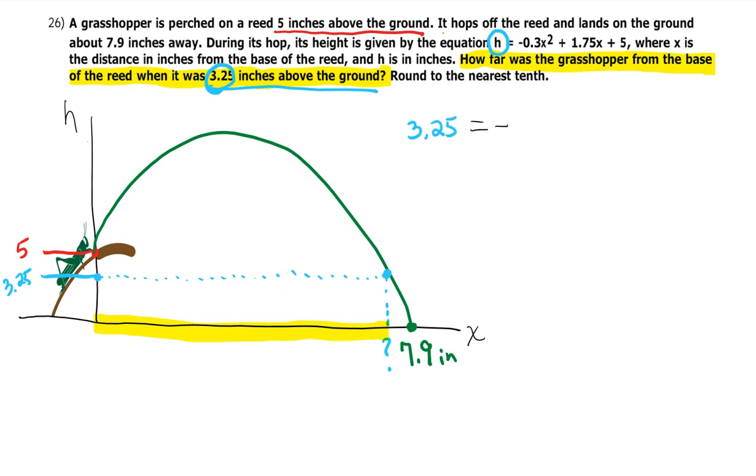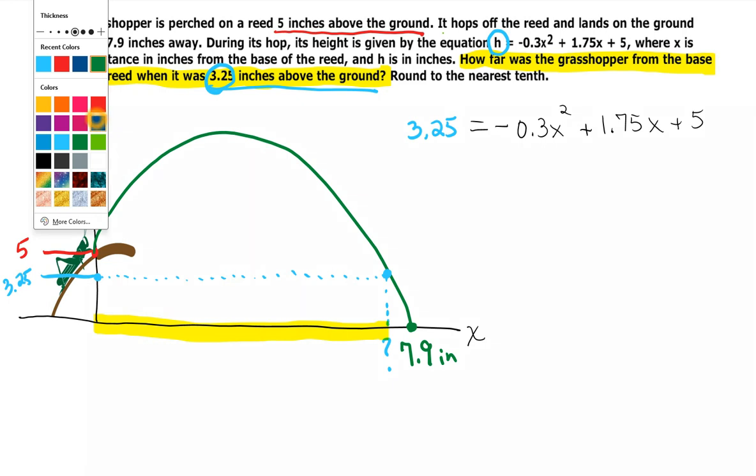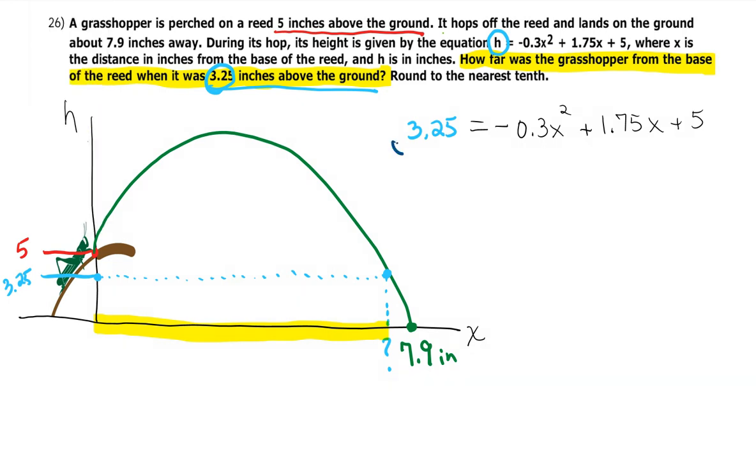equals negative 0.3x squared plus 1.75x plus 5. Now, I felt the easiest way to solve this was to let this be y sub 1 and this be y sub 2. So I grabbed my calculator and I typed those in.